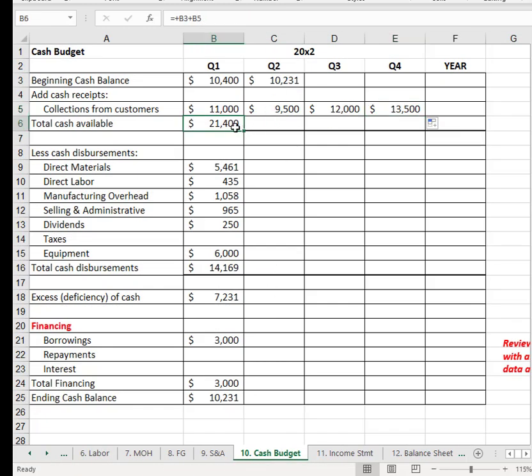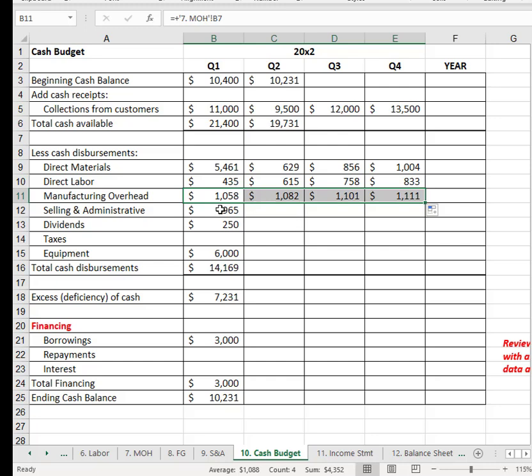And so now this formula adds those together. So cash available is beginning plus collections. We can't do this one. We won't know beginning cash for quarter three till we've solved for ending cash of quarter two. All right, materials we can copy across. We can copy across labor and flip back and verify.